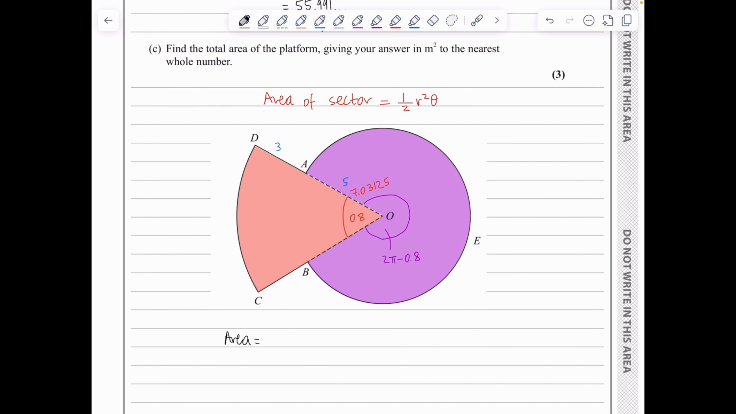So we simply need to add the areas of the 2 sectors. So I will simply do a half times the 11.25 squared times the 0.8. This is the area of the sector here, the OCD sector, plus a half times 7.03125 squared times the 2 pi minus 0.8. This gives an answer of 186.165... which is of course 186 square meters to the nearest whole number.